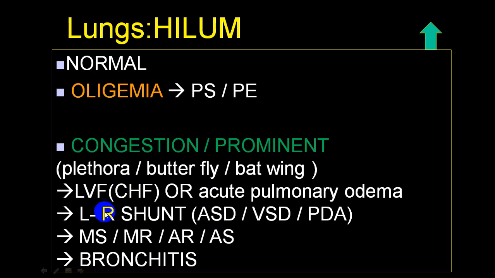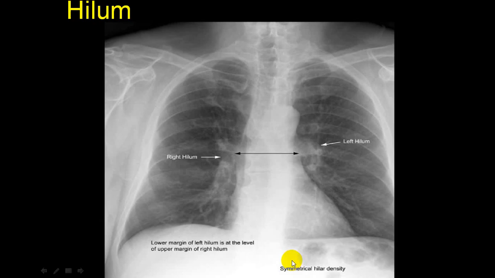Because of left to right shunt, blood from the left side comes to the right side and goes into the pulmonary circulation, producing pulmonary congestion. In a case of MS, MR, AR, AS, there is increased pulmonary pressure. Because of pulmonary hypertension, there is pulmonary congestion. Once in a while, in a case of acute bronchitis, you can have little prominent vascular markings, but it is ideally not because of increased blood flow or increased congestion in the pulmonary vasculature. So try to differentiate those conditions.